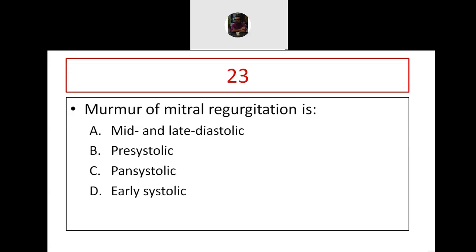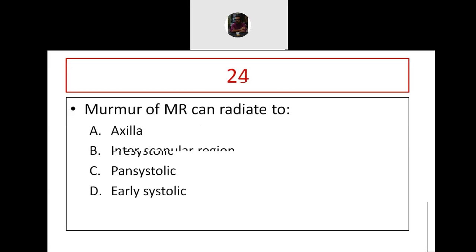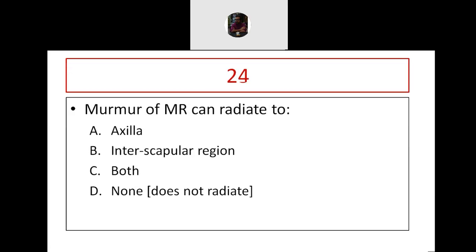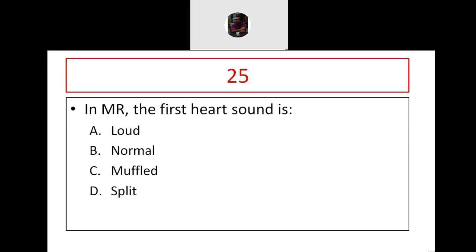Murmur of mitral regurgitation is pansystolic. Very good, pansystolic. Where does the murmur of MR radiate? Radiate means conduction. Both. Yes, depending on which leaflet is affected, it can be both axilla or interscapular. And the last question: in mitral regurgitation, the first heart sound is muffled. Very good, it is muffled.